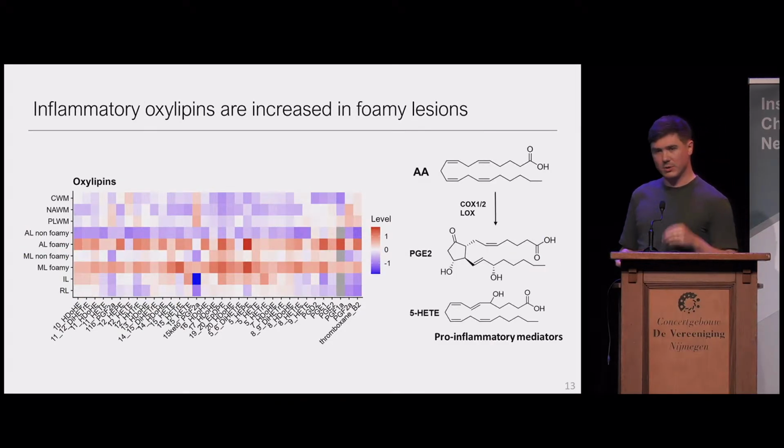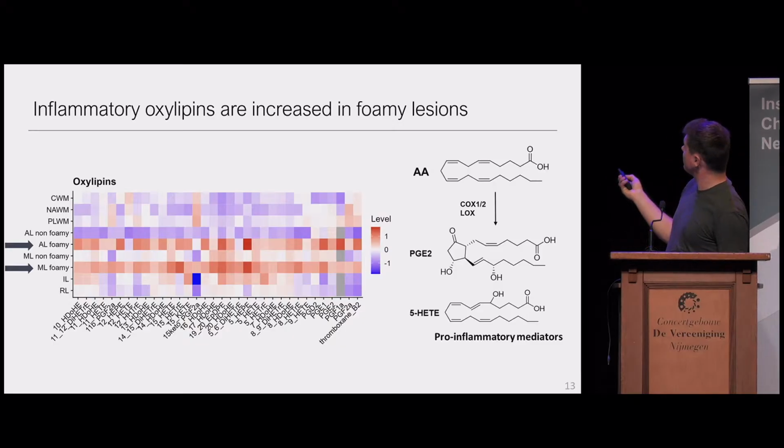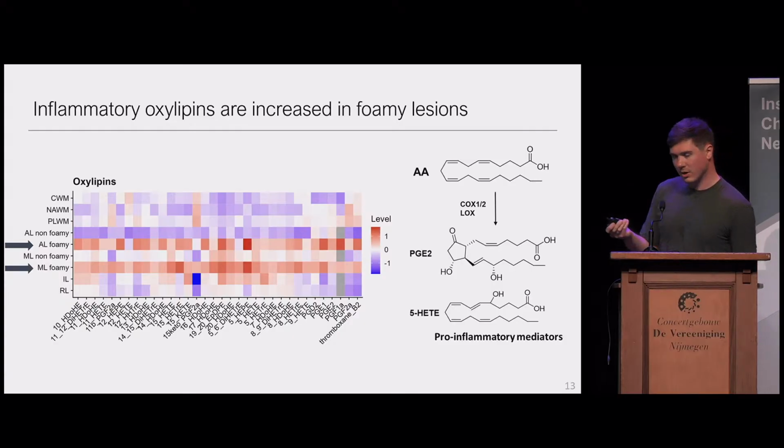Another class of lipids that was really closely associated with foamy microglia were oxidized free fatty acids. We call them oxylipins for short. Those are the products of oxidation of free fatty acids, and they're generally regarded as pro-inflammatory mediators. So that indicates also that there's a different inflammatory signature in lesions with either foamy or non-foamy microglia.